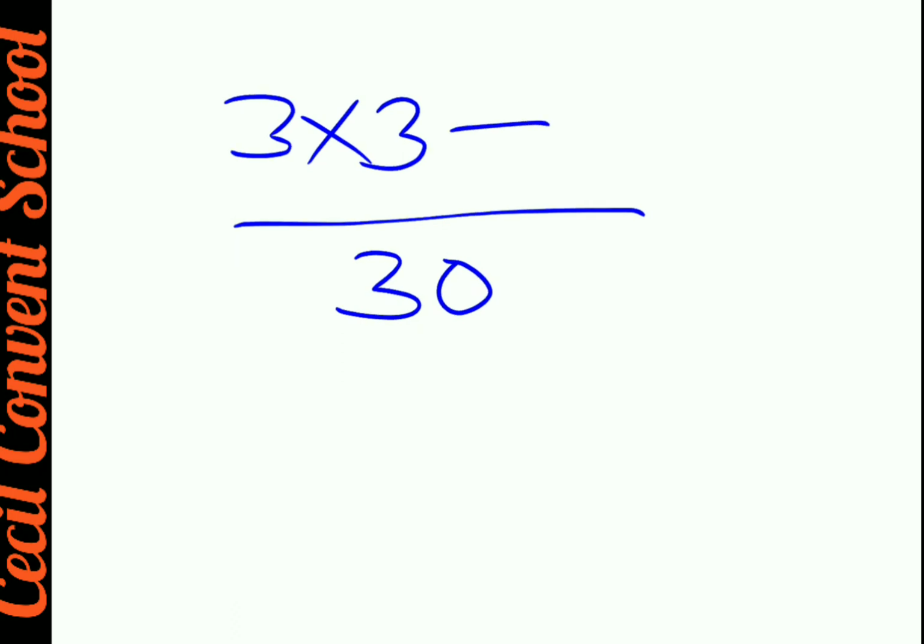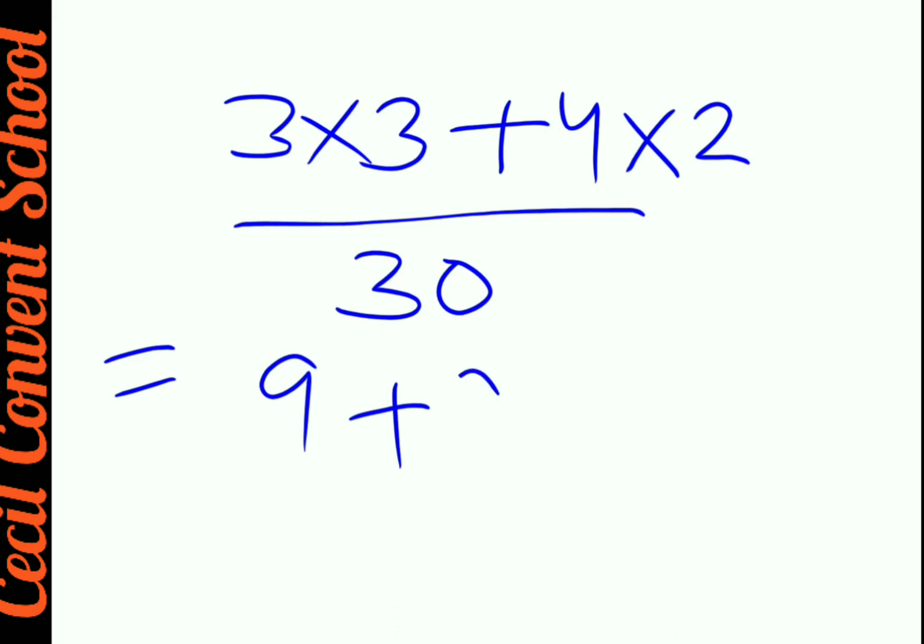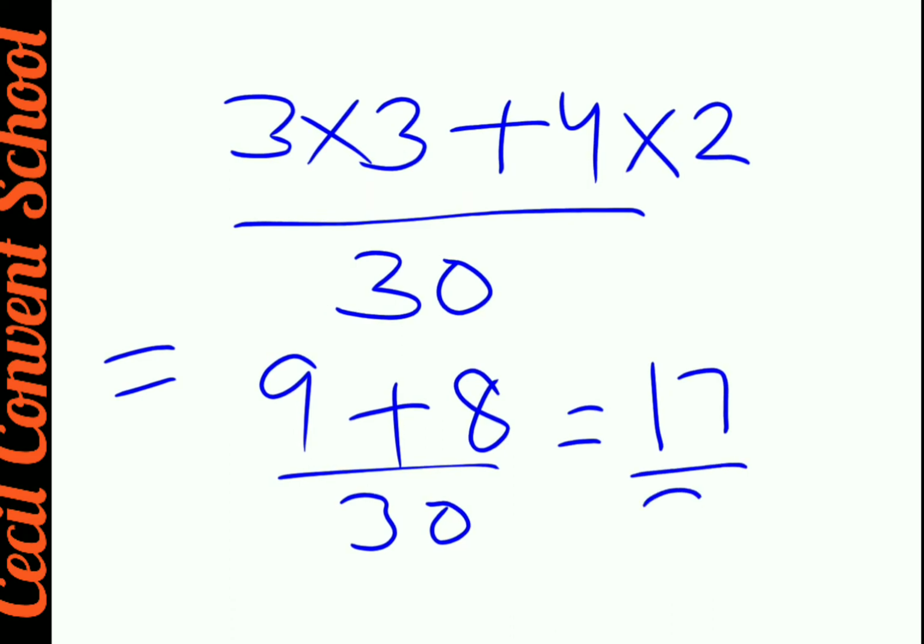Clear? Plus, in the 15 table 30 comes at 2s, so you have to multiply 4 with 2. Clear? So 3 3s are 9, 4 2s are 8. So it will come 9 plus 8 is 17. So the answer will be 17 upon 30. This is the answer of G part. Clear? Now we do H part.